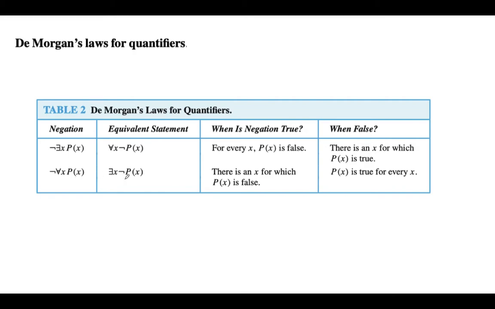So the equivalent negation statement is there exists x such that not p of x. When is the negation true? When for every x, p of x is false. So there is an x for which p of x is false. When it is false, there is an x for which p of x is true. So look: for every x p of x is false, there is an x for which p of x is true. There is an x for which p of x is false, p of x is true for every x.